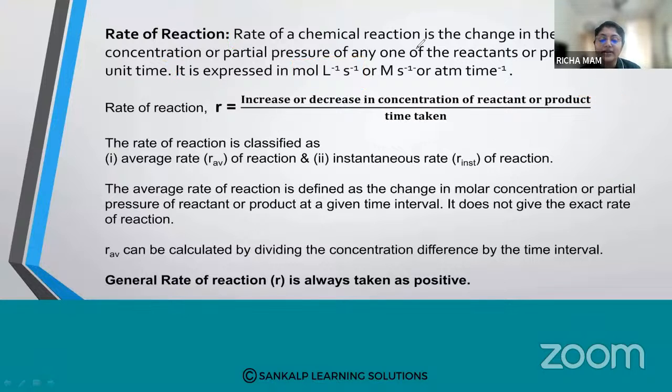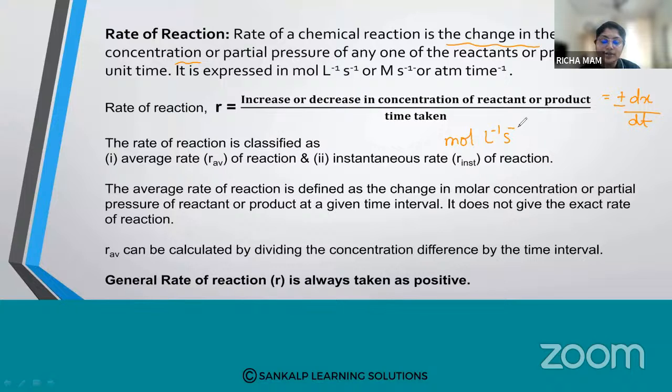Okay, so rate of chemical reaction is what? It is nothing but change in concentration or partial pressure of any one of the reactants or products per unit time. So it is given by plus or minus dx by dt. So the change in concentration is with respect to time. And please remember the unit. It is mole per liter per second.